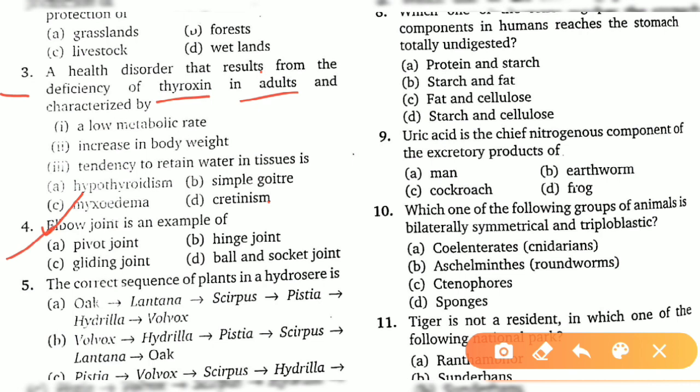Now fourth question: the elbow joint is an example of a pivot joint, hinge joint, gliding joint, ball and socket joint. So the answer is the hinge joint.